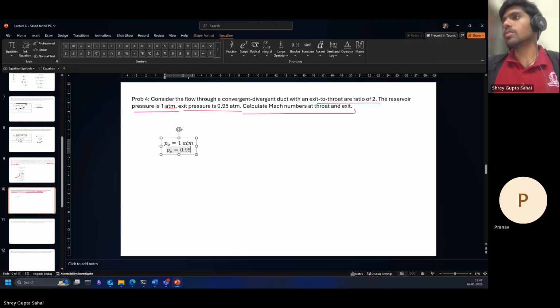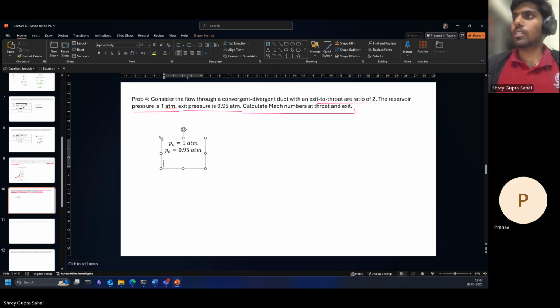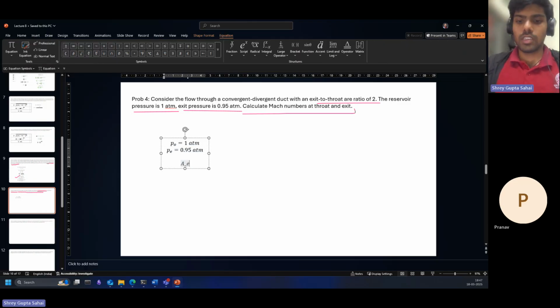So again, one thing. We'll find out the Mach number according to that exit area to throat ratio thing. Let's do that. Okay, AE divided by A throat is 2. Let's do this.